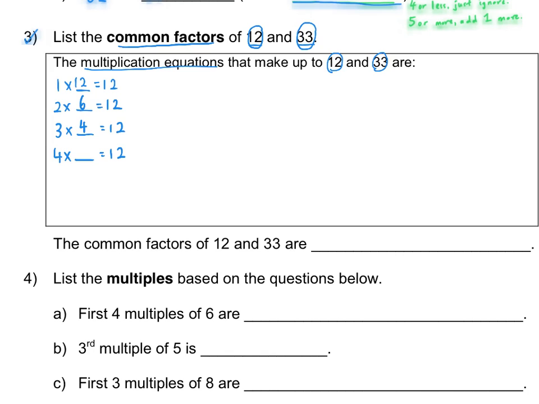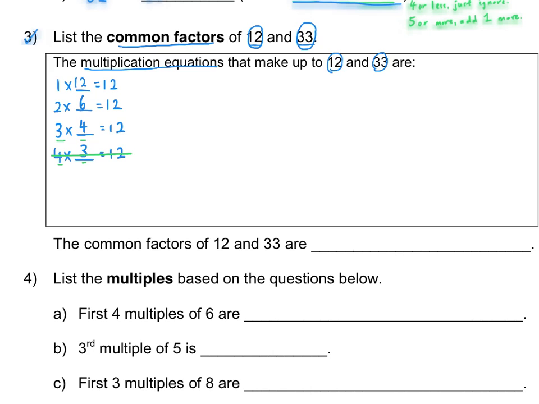4, 8, 12. That is a 3. So if you were to notice that 3 and 4 as compared to 4 and 3 is a repeat, we cancel the repeat and we can stop here because it has already repeated. We do not need to continue listing. Okay, so we are done with the 12.